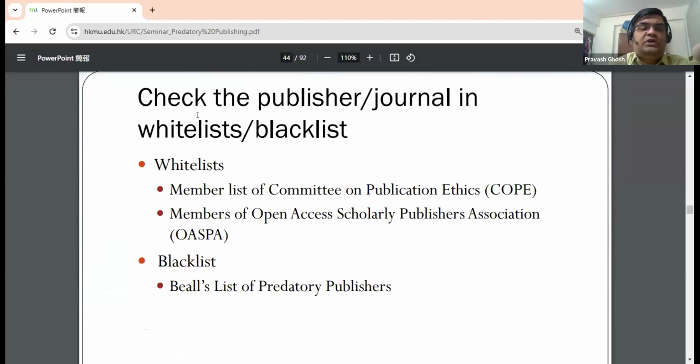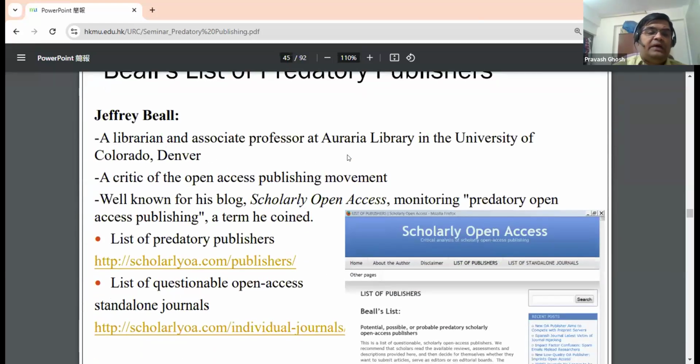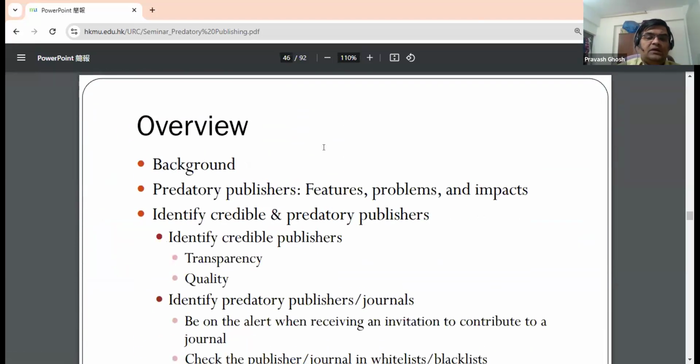Check the publisher and journal in the white and blacklists, basically Beall's list of predatory journals. I will show you Beall's list just after this PPT. Jeffrey Beall's website has a list of journals and publishers who are predatory. I will show you after I finish this PPT, right?